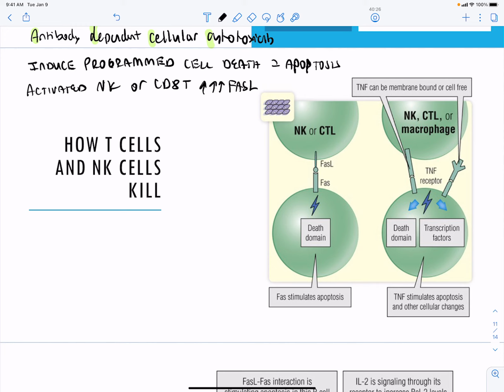So we have here a few ways that T cells and NK cells kill. I'm going to talk about one way, which is not shown in this picture, and this is by pre-made proteins in granules. And you have perforin, which polymerizes and forms pores, sort of punches holes in the target cell.